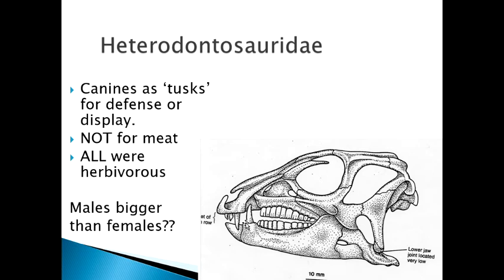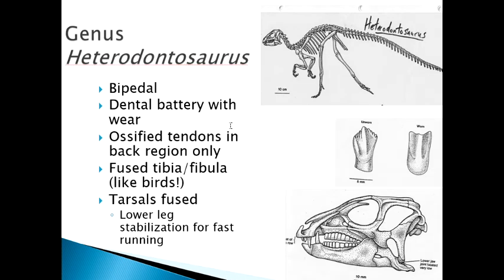Interestingly enough, these have also been found in two general sort of size morphs, so we think that there is some sexual dimorphism going on. The genus Heterodontosaurus is the typical genus for the creature, and again you see this whole array of features here. It is bipedal. The lower or the hind limbs are much longer than the forelimbs. It had the dental battery as well, and here's a nice picture of a fresh tooth and a worn down tooth. It had the ossified tendons, but only in the back region.